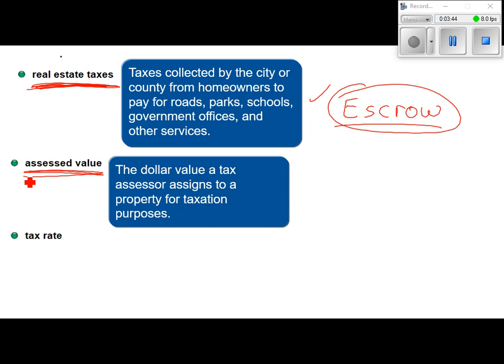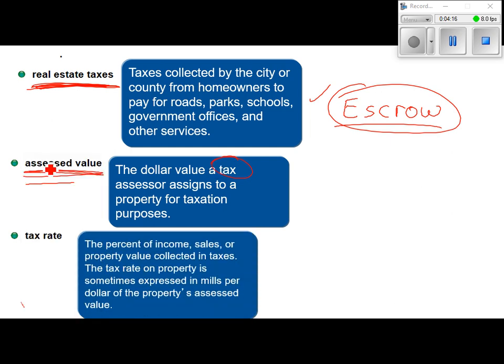A few years ago, it's been about 10, 15 years ago now, they came around and assessed the property. A lot of people threw a fit because they thought that the assessment was way too high, that the properties really weren't worth that much. So the county sent around somebody else to reassess the properties. And that's where the amount of tax you pay comes from.